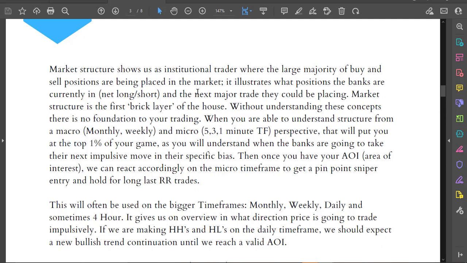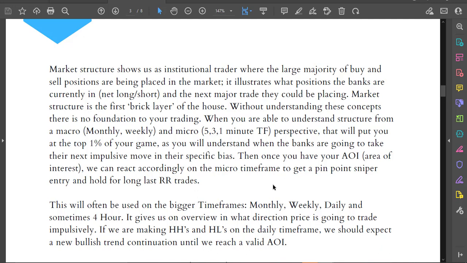So this will often be used on the bigger time frames, monthly, weekly, daily, and sometimes the 4-hour. Okay, so it gives us an overview of what direction price is going to trade impulsively, where we are making higher highs and higher lows on a daily time frame. We expect a new bullish trend continuation until we reach a valid area of interest or point of interest.